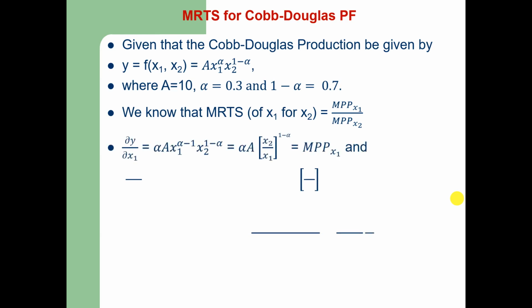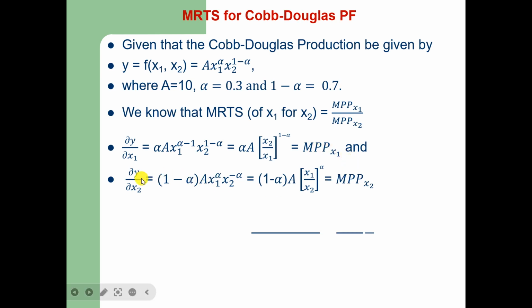So if you take the partial of y with respect to x1, this is easy, and if we simplify, then we have alpha times a times (x2 divided by x1) raised to the power 1 minus alpha, and this is the marginal physical productivity of labor x1. Similarly, the marginal physical productivity of capital denoted by x2 is equal to the partial derivative of y with respect to x2, and this is the marginal physical productivity of x2.